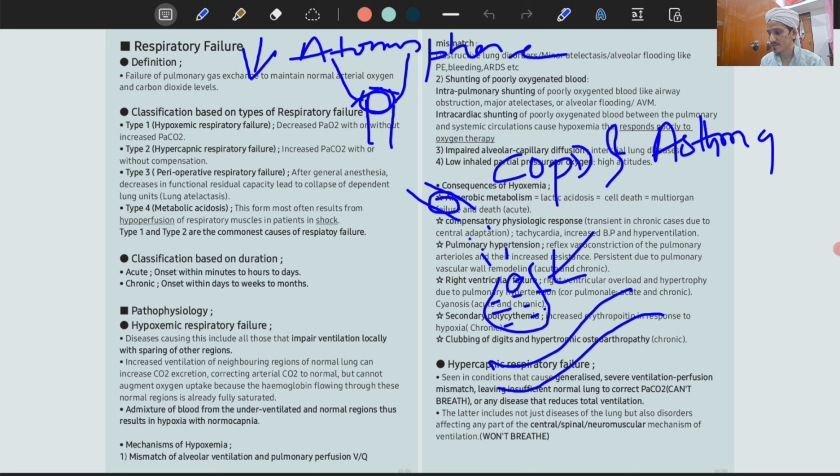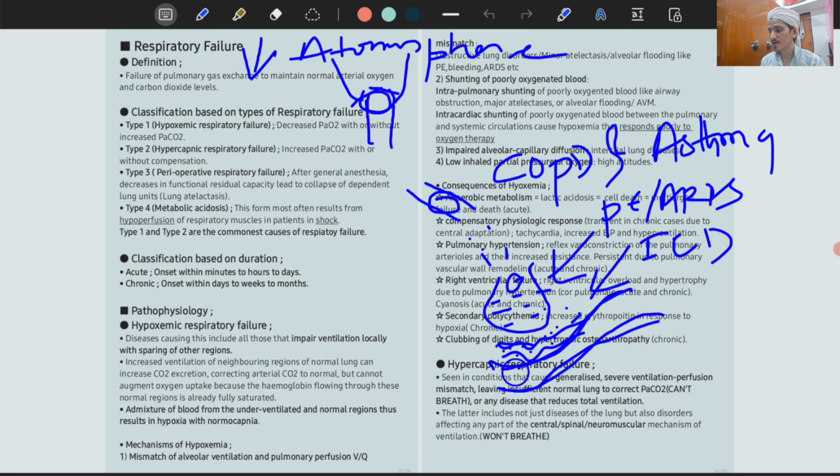Now this is the interstitium. When this is fibrosed, there will not be diffusion of oxygen, so that will cause hypoxemia. So: flooding of alveoli, like in pulmonary edema due to cardiac or non-cardiac causes, or ARDS, acute respiratory distress syndrome; fibrosis in interstitial lung disease; and the fourth is the vascular causes, either pulmonary hypertension or pulmonary embolism.